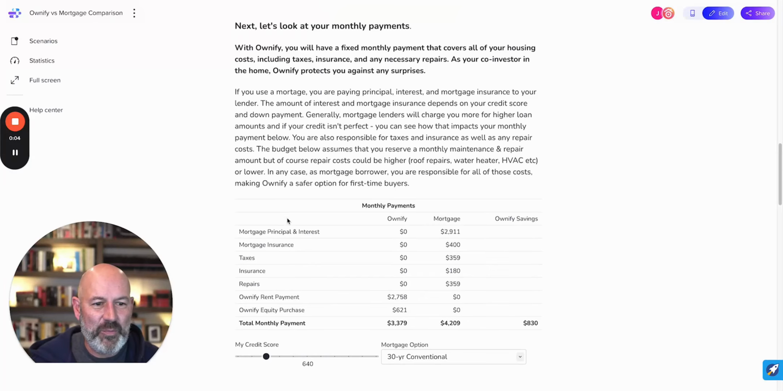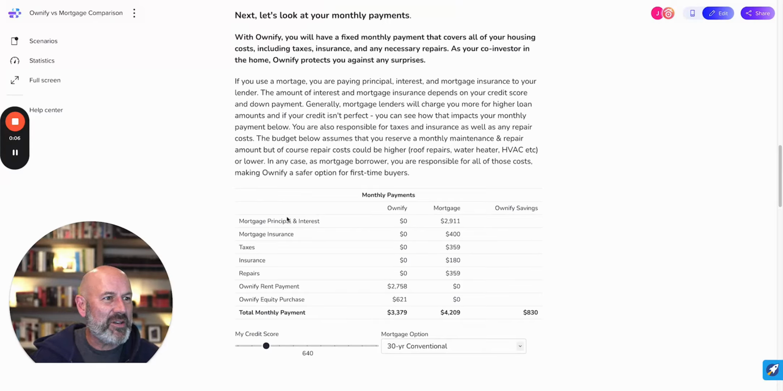All right, welcome to the monthly payment section. So monthly payments with Ownify are very simple. You make a payment, it's a fixed monthly payment. It's the same payment for 5 years, so 60 individual payments. And in this scenario, again, we looked at a $400,000 home with Ownify. Today, that would be $3,379.